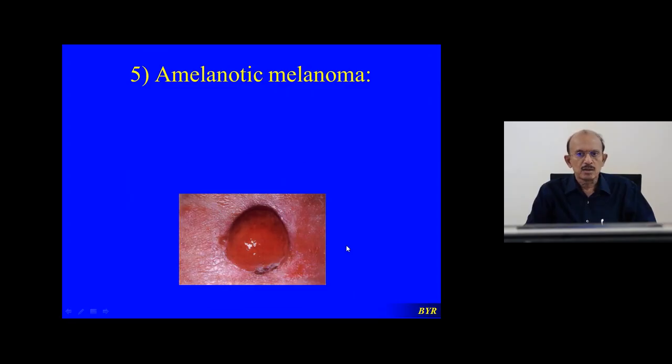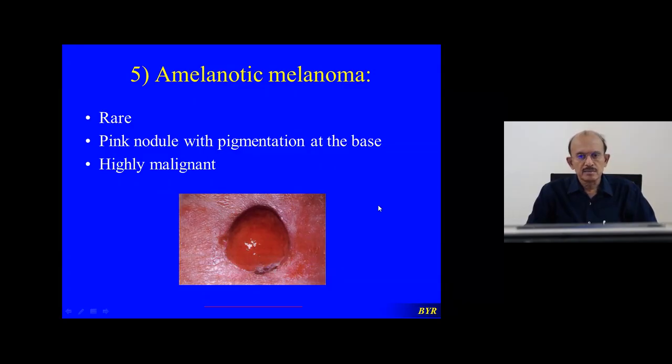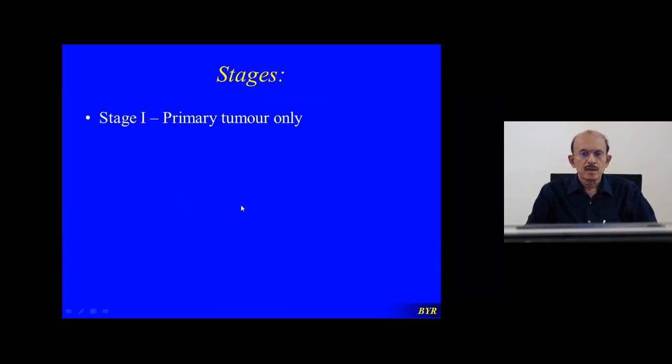Amelanotic melanoma. It is rare. It is a pink nodule with pigmentation at the base. It is highly malignant. Stages. So these are the clinical types. So there are about 5 clinical types. So it can be of any one of these clinical types.